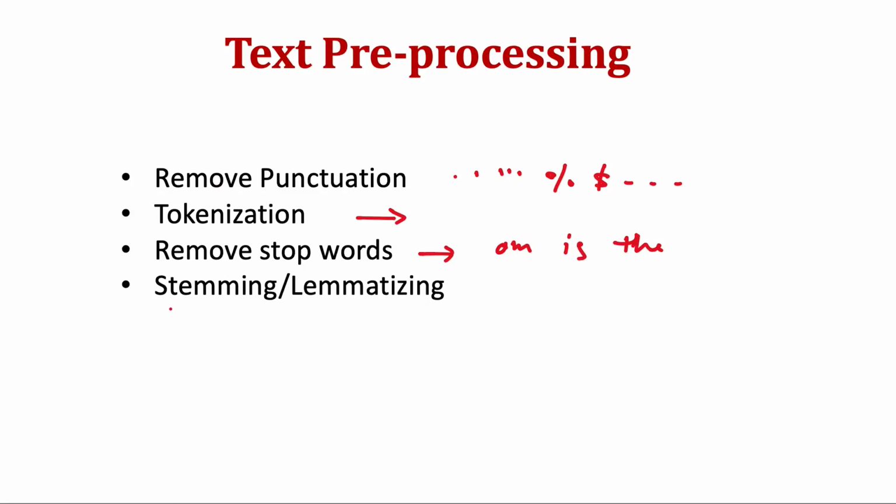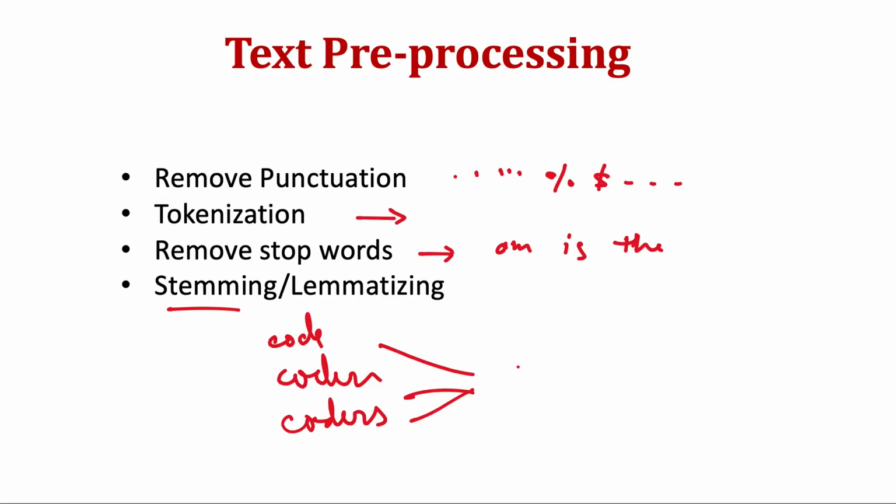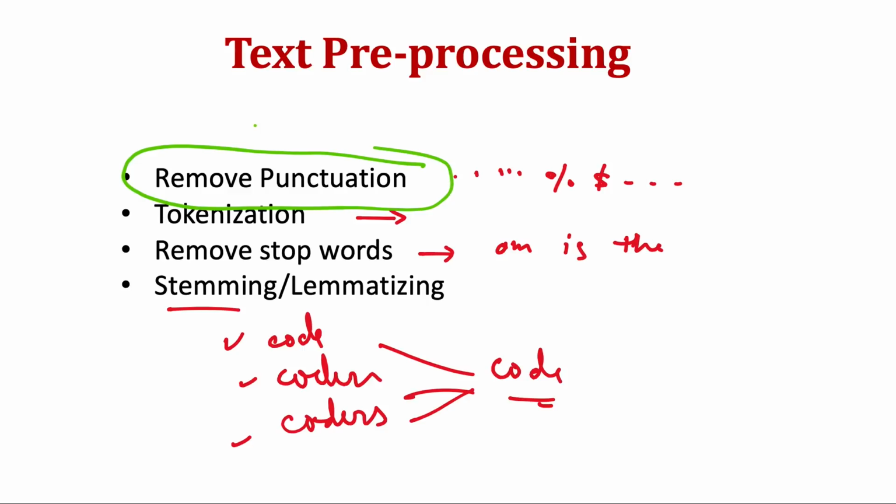And then we do stemming, like converting words with different suffixes like code, coding, coders, etc. I have already explained this. These all map to a single root word, which is code. We do that in order to further reduce the number of words that the algorithm needs to work with. So these are the main steps in the text pre-processing pipeline. In this video, we will be concerned with removing punctuation, and in the further videos, we will see the other steps also.